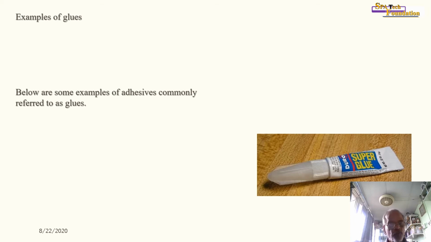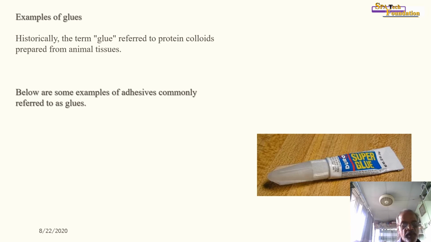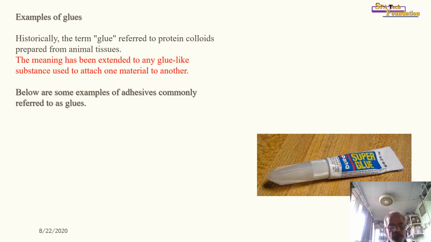Examples of glue. Historically, the term glue referred to protein colloids prepared from animal tissue. The meaning has been extended to say any glue-like substance used to attach one material to another. Below are some examples of adhesives commonly referred to as glue.